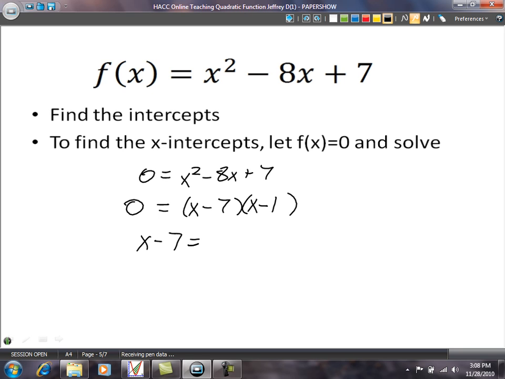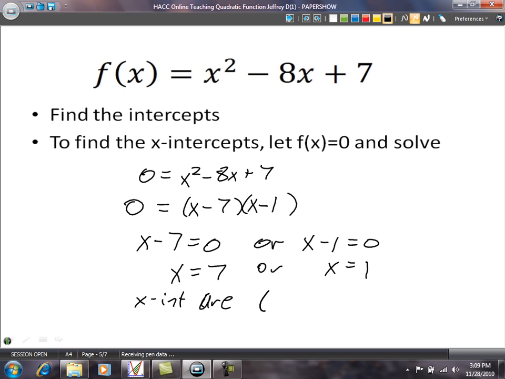So we get x minus 7 is 0, or x minus 1 is 0. So we're going to get x equals 7, or x is equal to 1. We're not going to say and, because it can't be both 7 and 1. x is 7 or x is 1. Either of those would give us a 0 product. So the x-intercepts are (7, 0) and (1, 0).